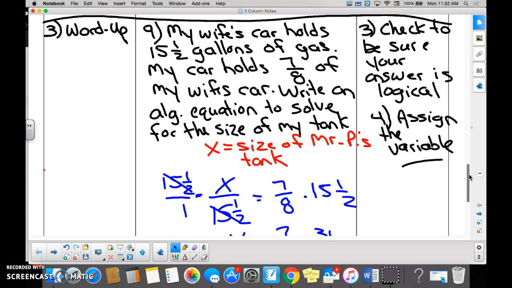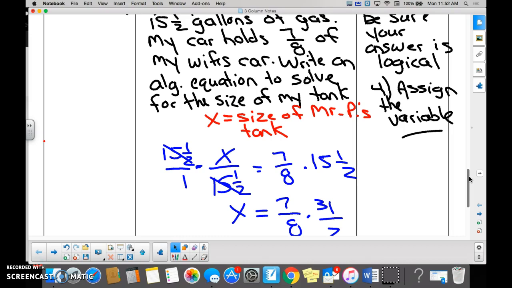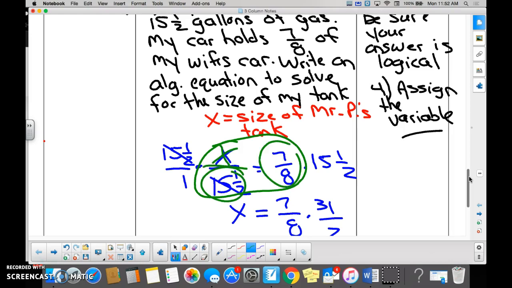Assign the variable. In this case, I assign the variable as the size of my gas tank because that's what we're solving for. I will let you read through it and look at this problem. Ultimately, we came up with x over 15.5 equals 7/8. The size of my tank divided by the size of my wife's tank gives me 7/8. The total of my size divided by her size would be 7/8, which would be 7/8 of her tank compared to mine. Questions?